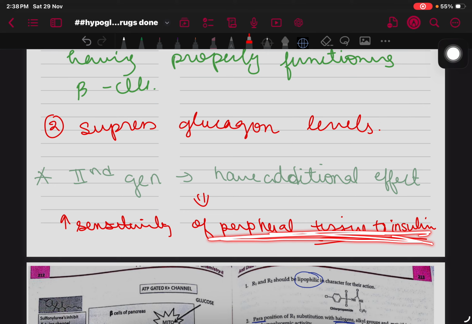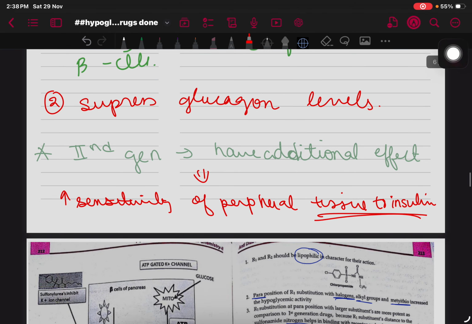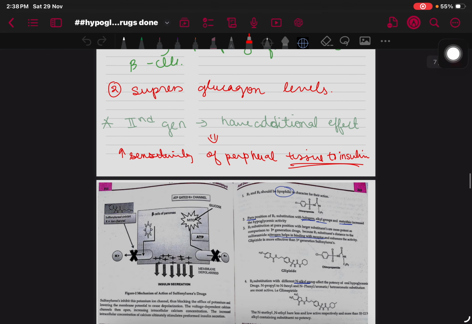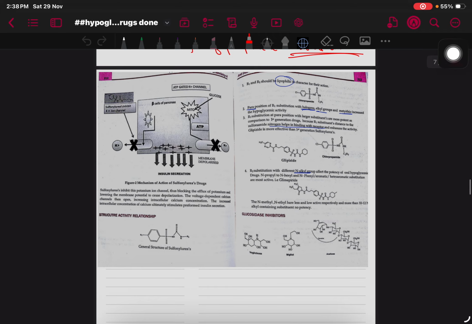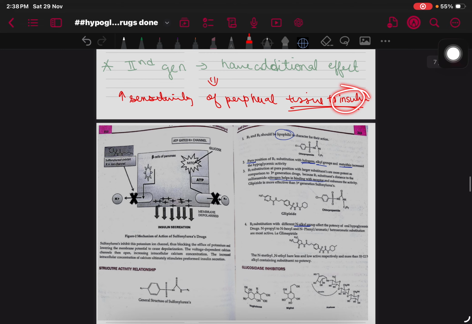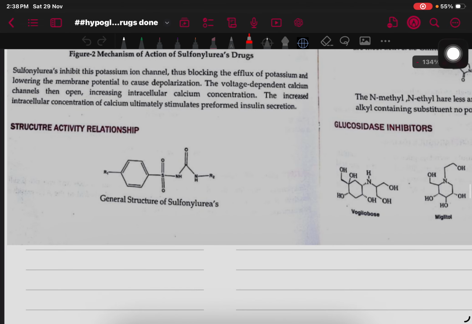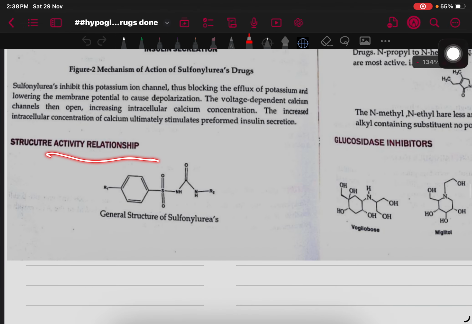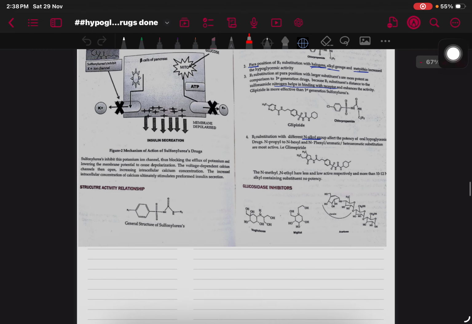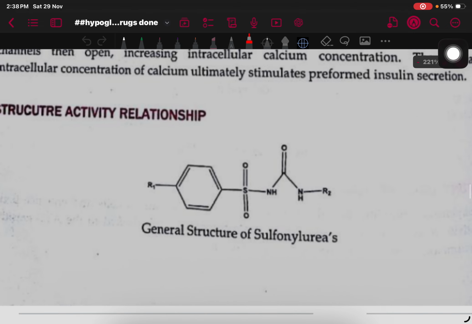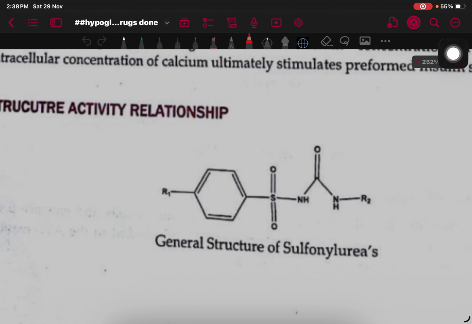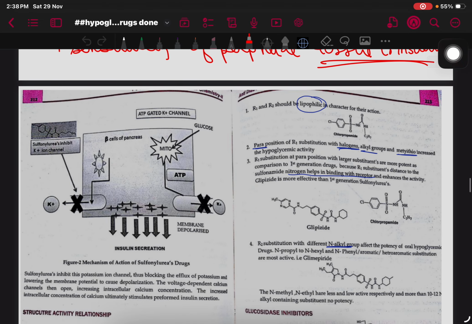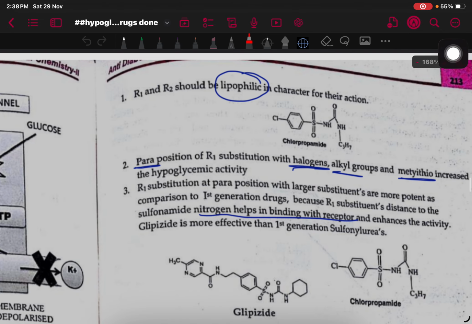If it increases the peripheral tissue sensitivity to insulin, then it will promote breakdown of more glucose. Now we will talk about the structure activity relationship of this. First step, you first draw the general structure, this sulfonylurea structure. Then we will talk about this SAR.